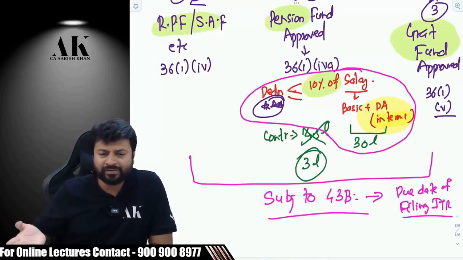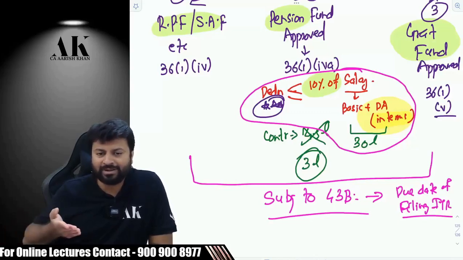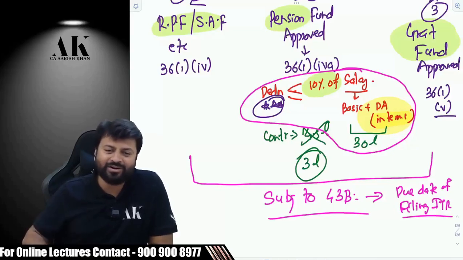It is either 31st July. 30th September. No, it's not 30th September. What are you saying, Palani? 30th September is not the due date for filing of return. 30th September is the due date to file tax audit report. The due date to file the return is 31st October. Yes or no? And for transfer pricing assessees, it is 30th November, right? These are the three dates.